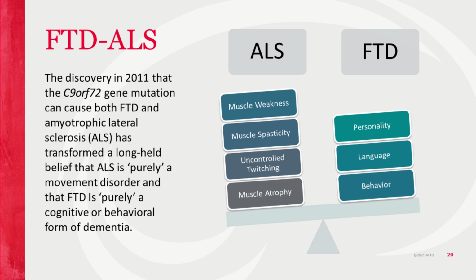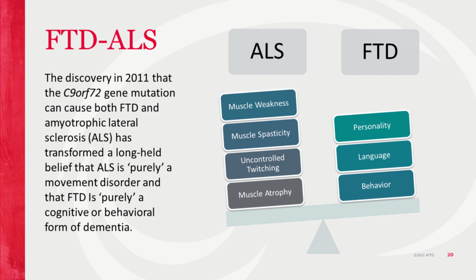Since the discovery in 2011 of the C9orf72 gene mutation, we've learned more and more about the correlation between FTD and ALS. It has really transformed a long-held belief that ALS is purely a movement disorder and that FTD is purely a cognitive or behavioral form of dementia. We are seeing more and more cases of FTD-ALS within our communities, and people are reaching out to us. This creates a very unique situation for care partners. AFTD does have a support group specifically for those with FTD and ALS, and I'll talk a little more about how you can access our support services in a few slides.